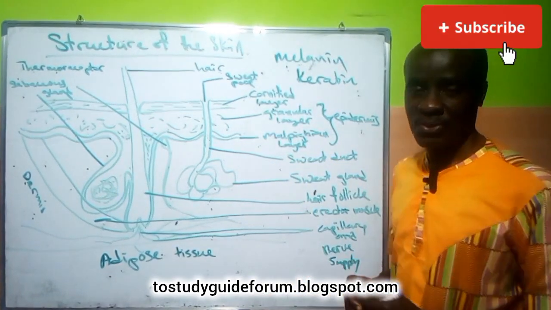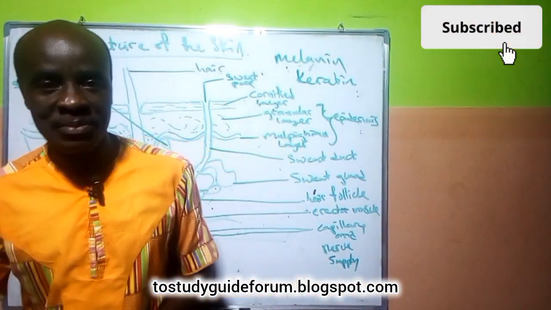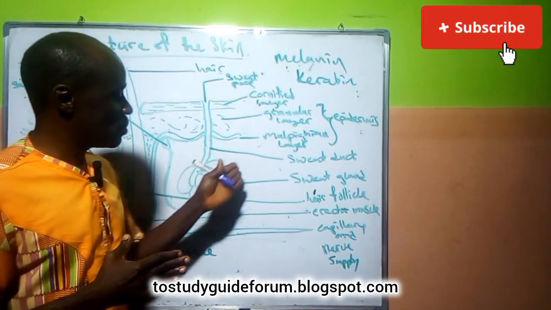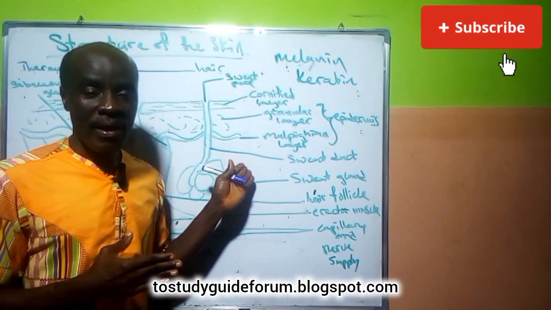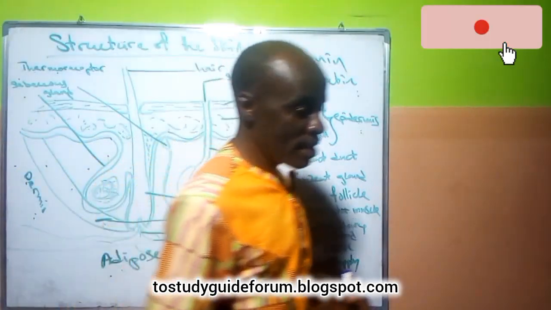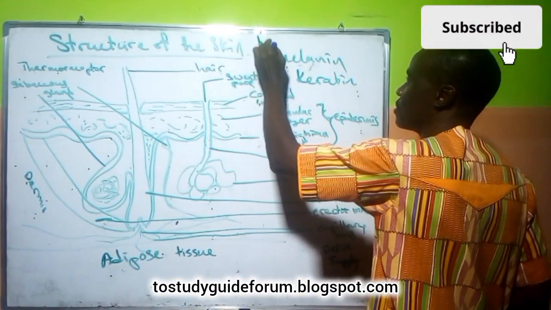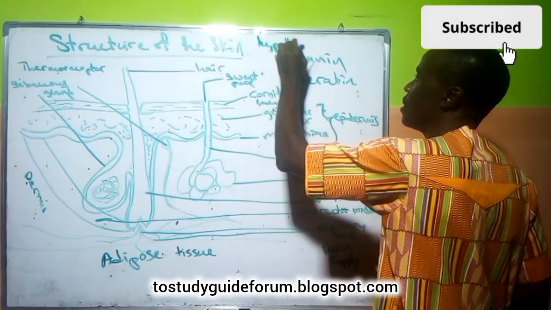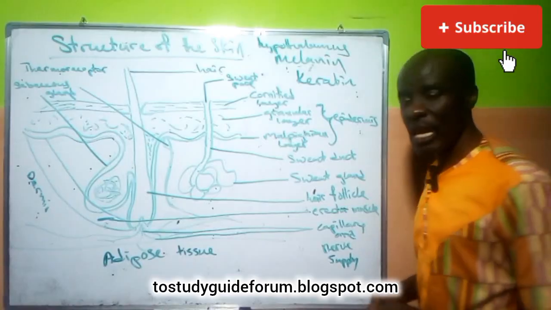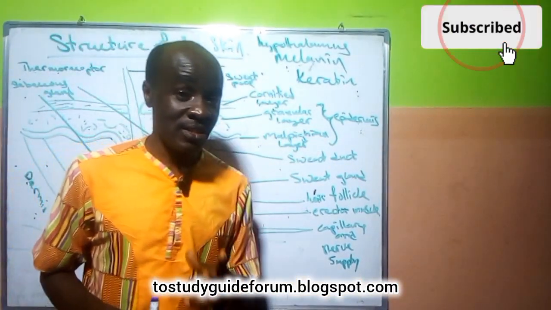The skin plays a very important role in what? Temperature regulation. And this role is assisted by the brain. In the area of the brain that we call the hypothalamus, the hypothalamus is the area that plays a very important role in this work.